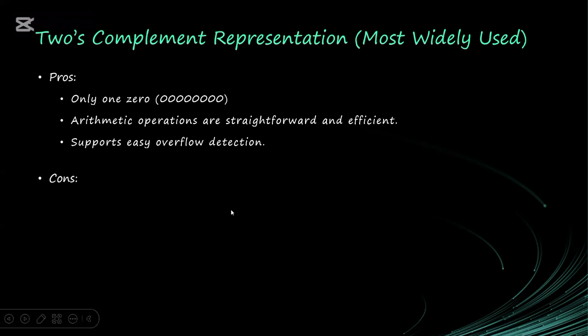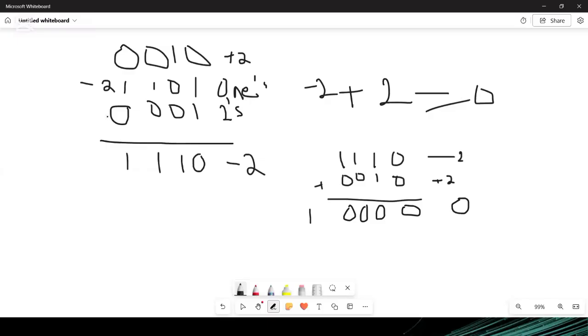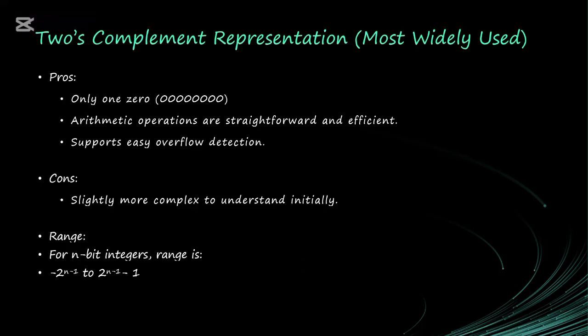So what are the issues? They are more complex to understand initially. We have to do one extra step here. But the 1's complement was just easy flipping or inverting the bits. Here, after inverting the bits, we now add 1 to it. So it is somewhat more complex, but it is better. So what is the range? The range is still the same, with the sign bit: -2 raised to power n minus 1, and so on. So this is the range.